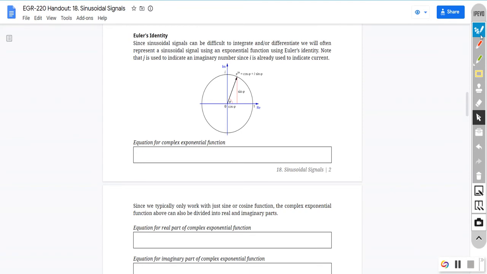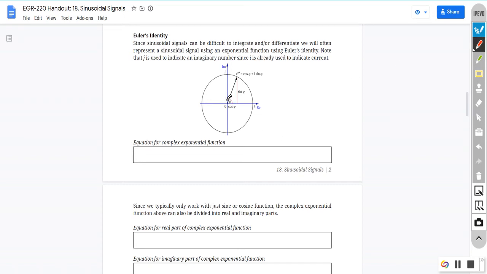In this video we'll be going over example 3, which looks at using Euler's identity to convert our sinusoidal signals into exponential signals. We want to do this because exponential signals are much easier to integrate and differentiate, and will make it easier for us when we evaluate them in our first order circuits.